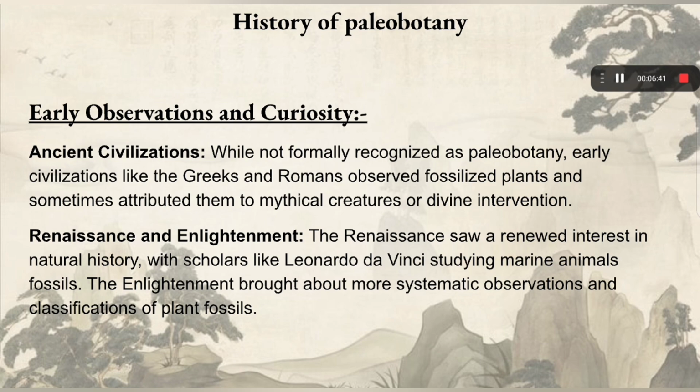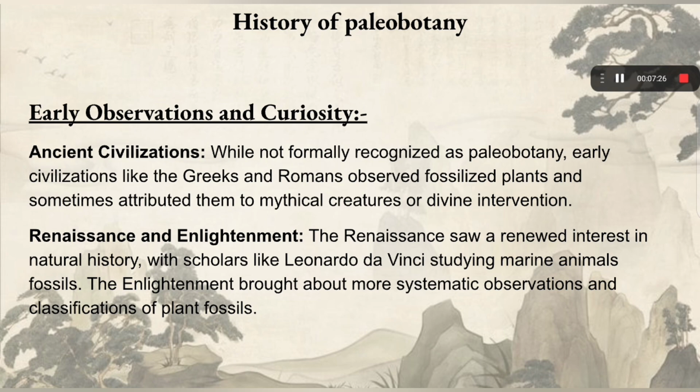Some things only exist in stories, or they consider it a supernatural power, a natural power of nature, and also they consider it a divine intervention. So what is the divine intervention? They consider this fossilized plant as an act of God, or they consider this particular plant fossil created by God. So this is about ancient civilization, the history of paleobotany.